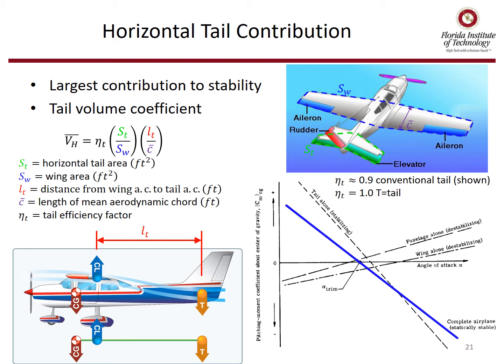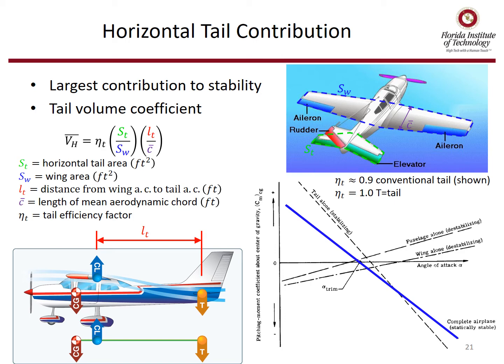You divide that by the overall wing area. The wing area is always going to be larger than the tail area, so we expect that fraction to be less than 1. On the other hand, the next ratio is L sub t, which is the distance from the wing aerodynamic center to the tail aerodynamic center. That's a little bit of a large number relative to the mean aerodynamic chord, which is a shorter number. So that ratio is going to be greater than 1.